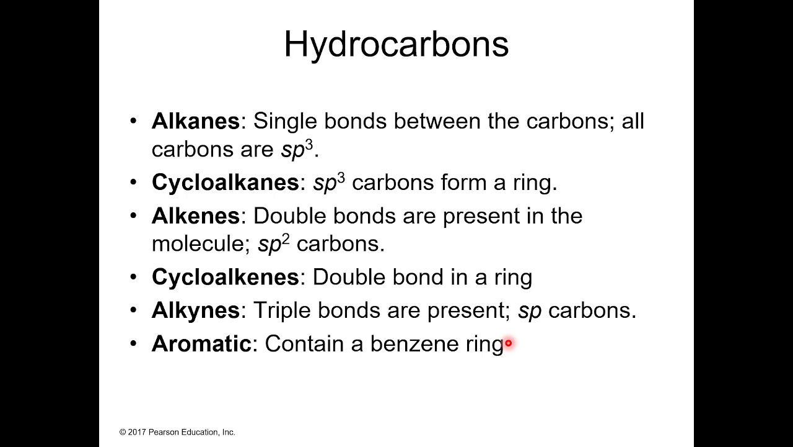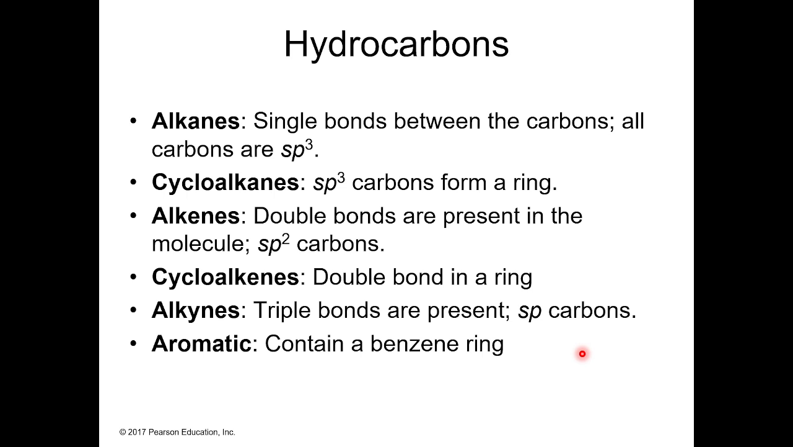So anyways, alkynes, guess what those are? Triple bonds. If you have a triple bond, that means you have an sp hybridization, doesn't it? So a single triple bond means you have at least two sp carbons.